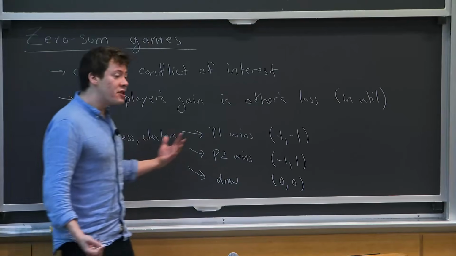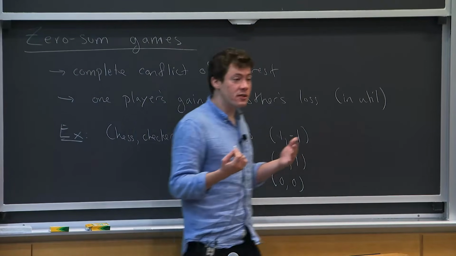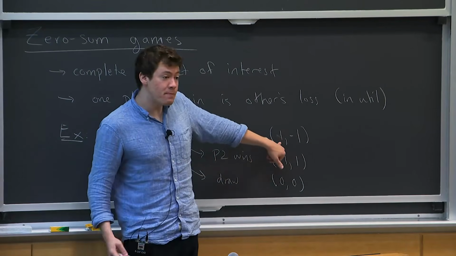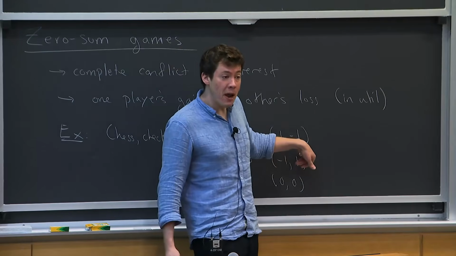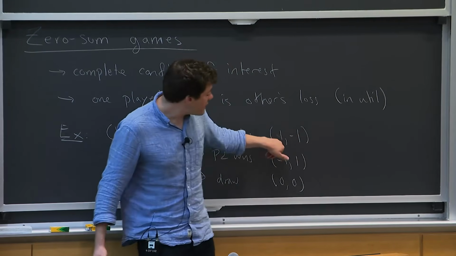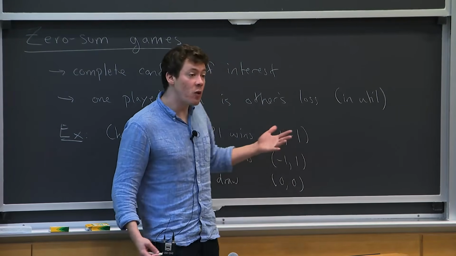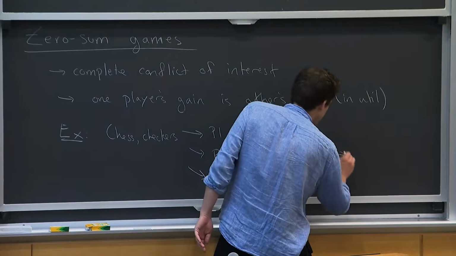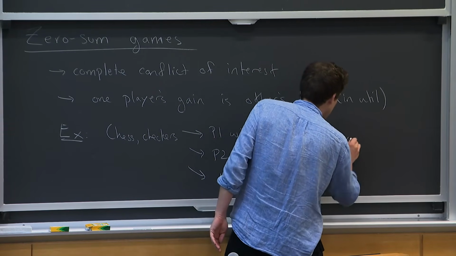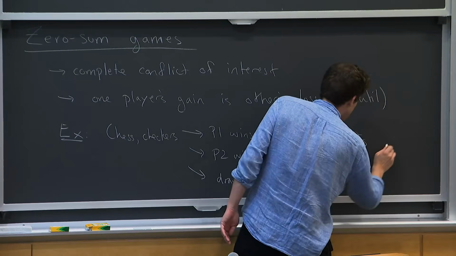So here you can see that the players' interests are exactly opposed, right? In order for one player's payoff to go up, the other player's payoff has to go down. And in this case, the sum of the players' payoffs is always 0. So we see that payoffs sum to 0.